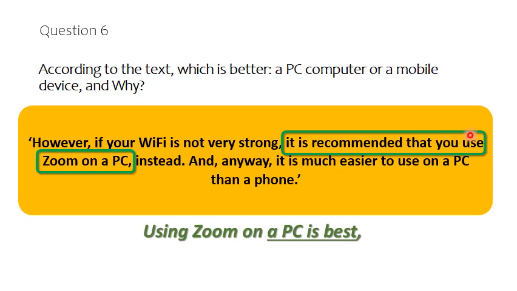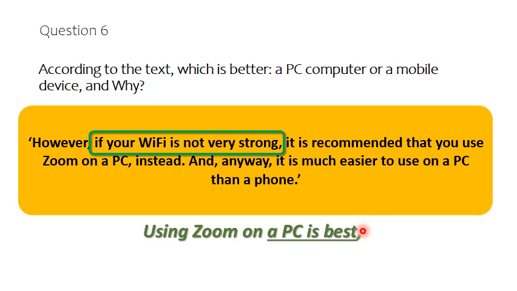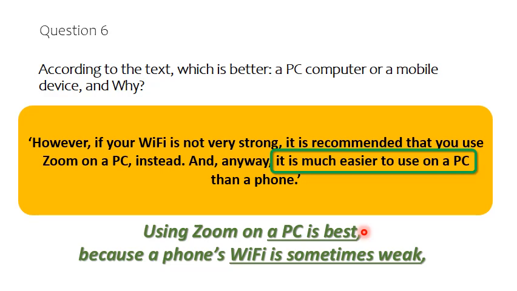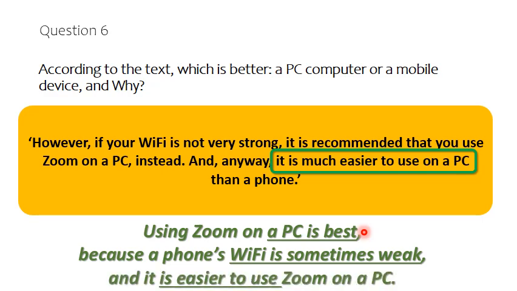Now we must answer why. Well, it is saying if your Wi-Fi is not very strong. Okay, here's the beginning of our reason. And the second part of it is it just says it's easier to use on a PC. So our final answer should look something like this. Using Zoom on a PC is best because a phone's Wi-Fi is sometimes weak, and it is easier to use Zoom on a PC.